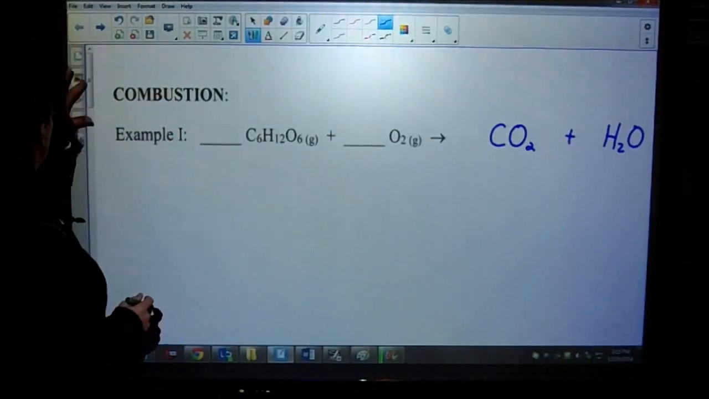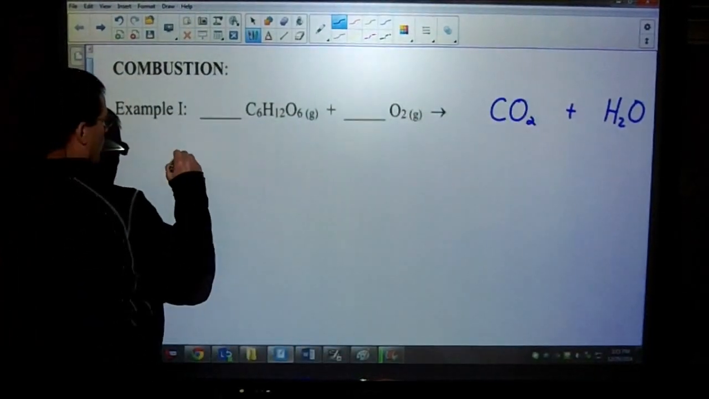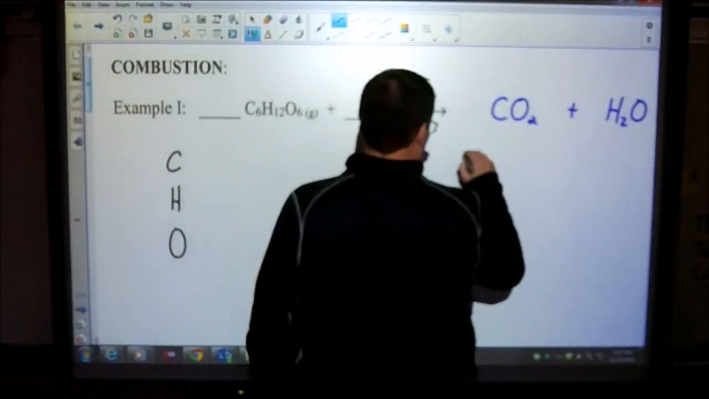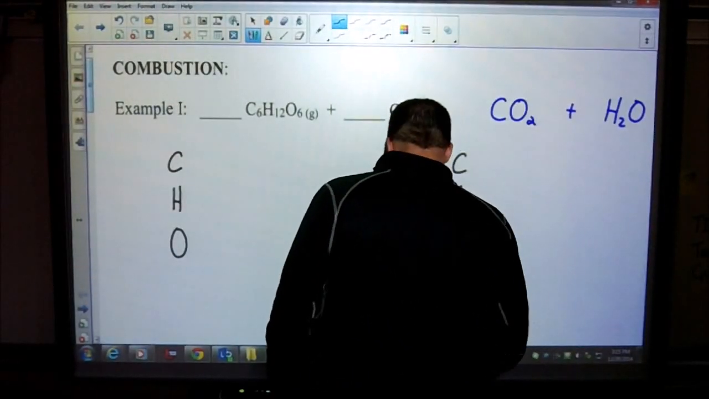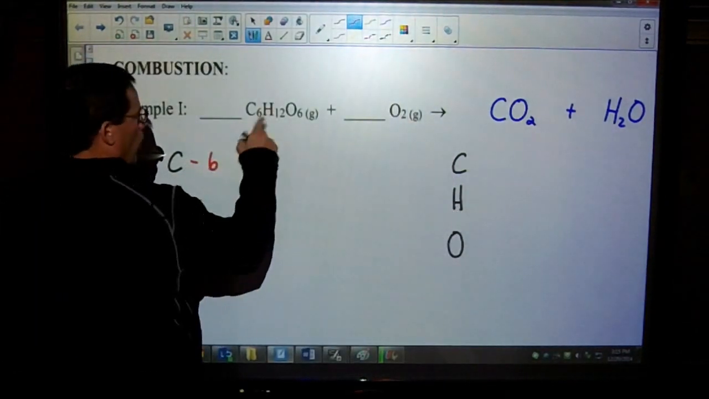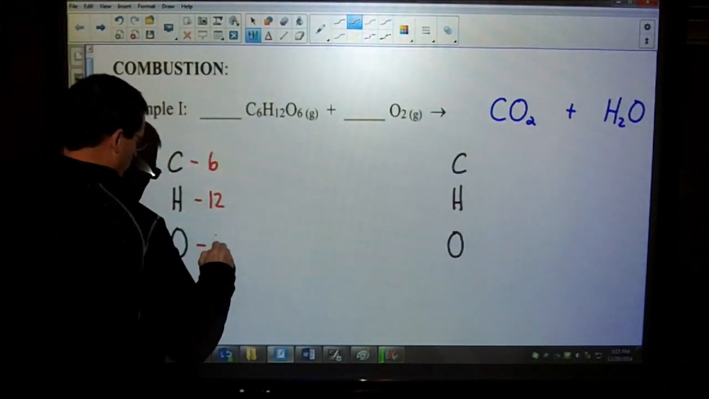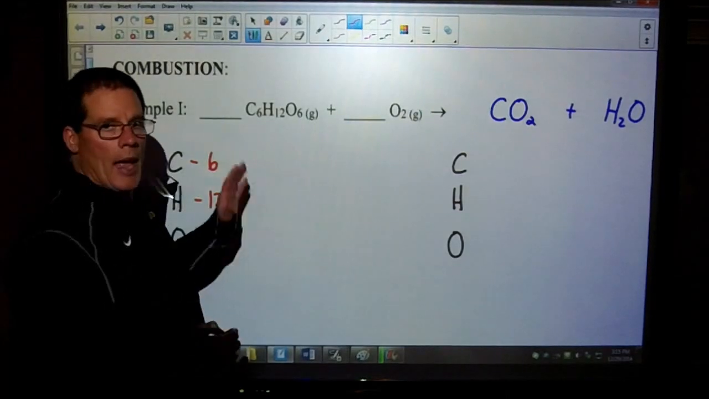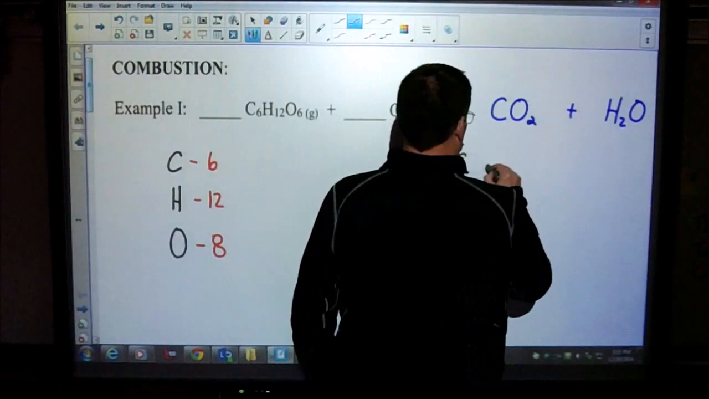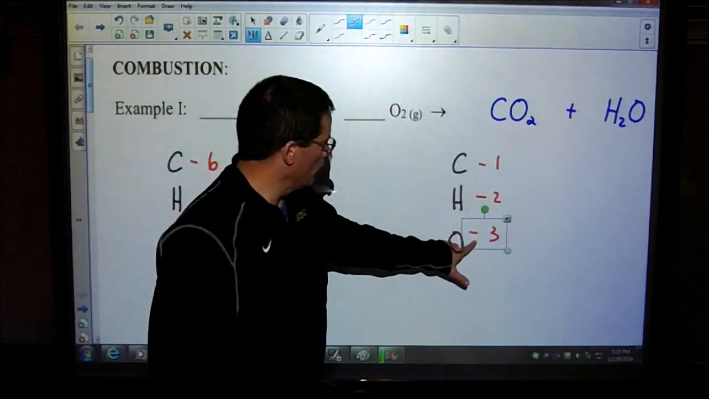So once you have that, let's do our inventory. We have carbon, hydrogen, and oxygen on this side, and carbon, hydrogen, and oxygen on that side. Here we have 6 carbon, 12 hydrogen, and 6 plus 2 oxygen, so a total of 8. Don't forget that we have to add up all the atoms on the same side of the arrow. On this side, we have 1 carbon, 2 hydrogen, and 3 oxygen.